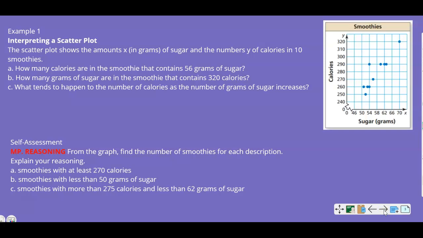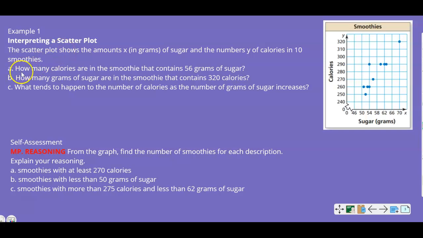Example 1, interpreting a scatter plot. All right, the scatter plot shows the amount x in grams of sugar and the number y of calories in 10 smoothies. So you have the graph here. It has smoothies across the top. You've got calories on your y-axis, and you've got grams of sugar on your x-axis. So let's see if we can interpret what the data means.